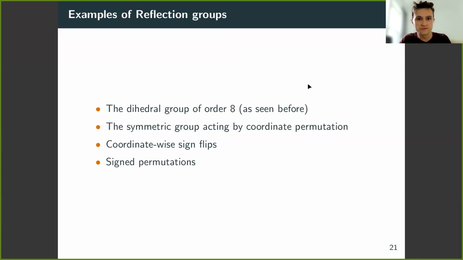Great. So that's some warnings. And here are some examples. The dihedral group, that's the 45-degree reflections. We talked about that before. The symmetric group acting by coordinate permutation, that was the other thing we talked about. You can also do coordinate-wise sign flips, which means you can make any coordinate positive or negative for free. You can also do sign permutations, which is really a mixture of bullet points two and three.